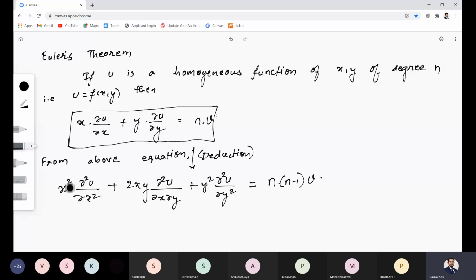So you can also remember this: x square second derivative of u with respect to x square plus 2xy second derivative of u with respect to x and y plus y square second derivative of u with respect to y square is n into n minus 1 times u. Note that u is directly homogeneous of degree n.